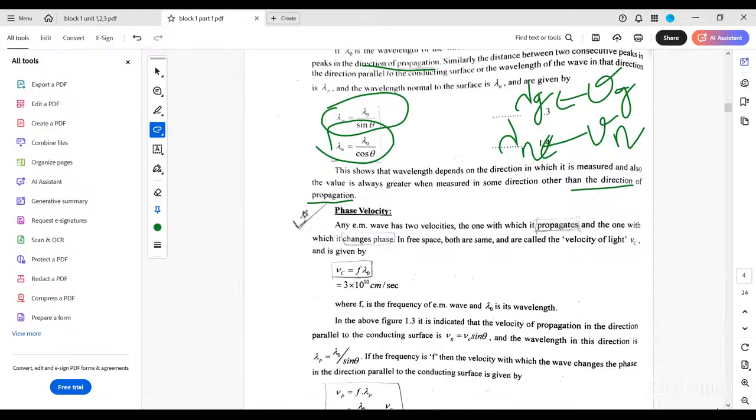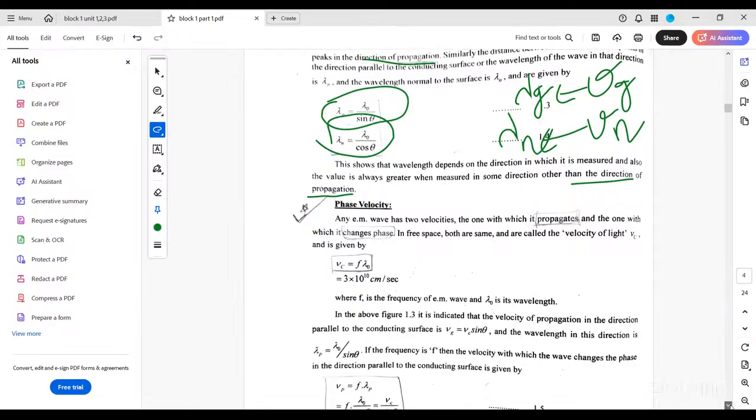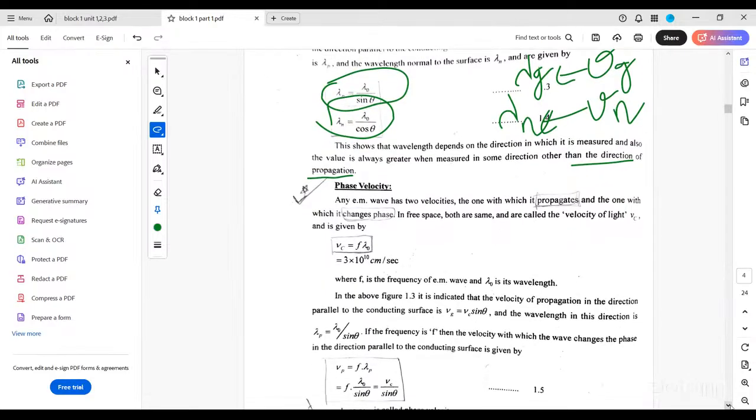Next, we will see the phase velocity. Phase velocity is Vp. Now, Vp equal to F times lambda p. But what is lambda p? From the above, lambda p equal to lambda naught by sin theta or Vc by sin theta. We know the general equation, V equal to n lambda. Velocity of light is 3 into 10 to the power of 10, given.